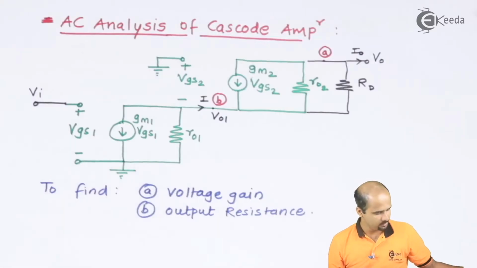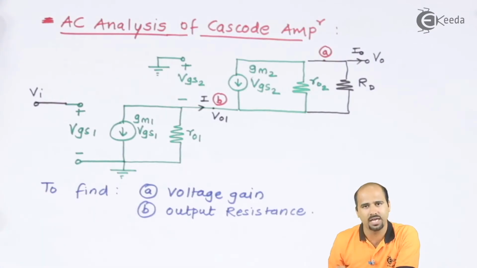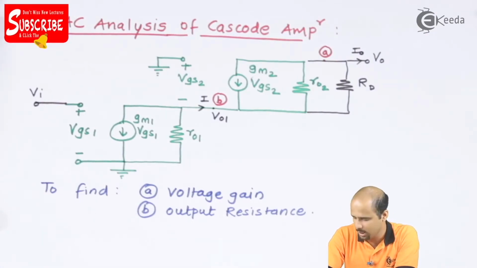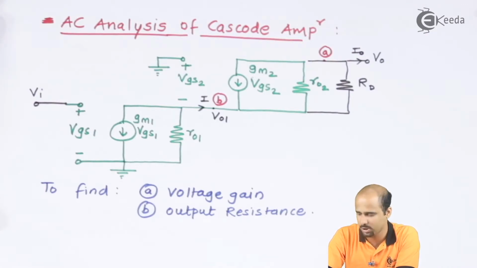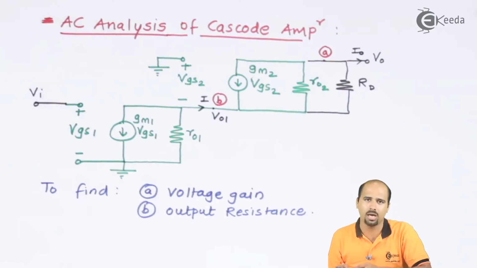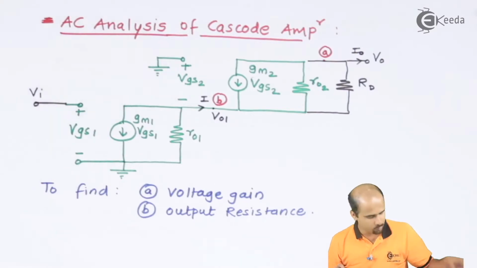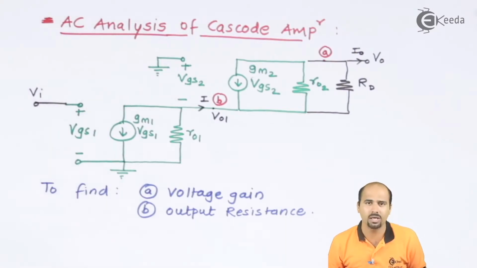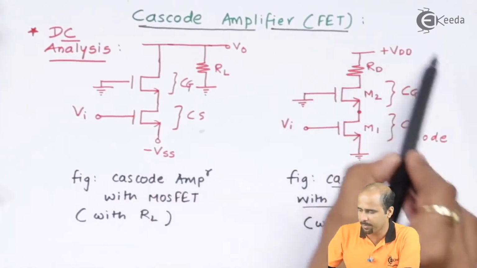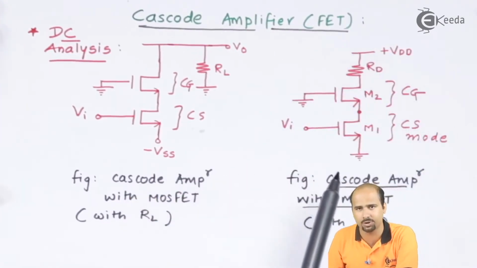Here you have the complete cascode amplifier AC equivalent model on your screen, and we want to find the voltage gain and output resistance. So let's play with this AC equivalent model, and how I have formed it. First of all, you should know whether I have the complete picture of the cascode amplifier in front of me or not. We have studied this cascode FET amplifier, and I'm taking this complete amplifier into consideration.